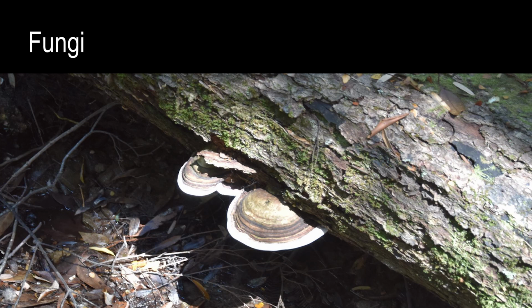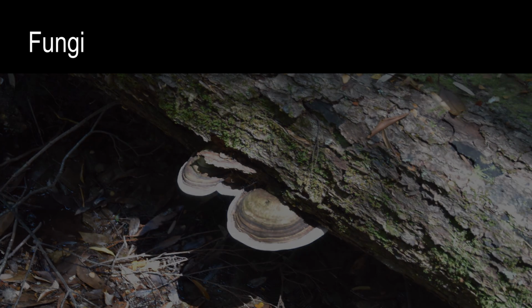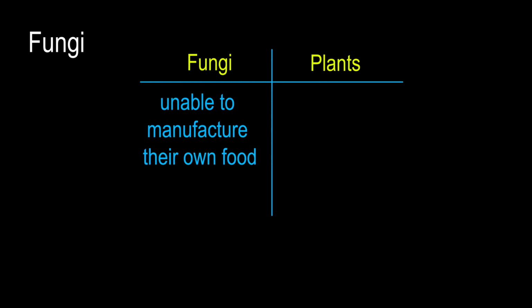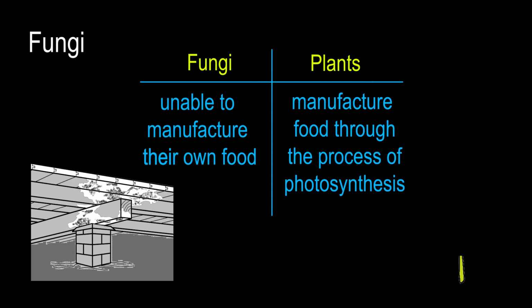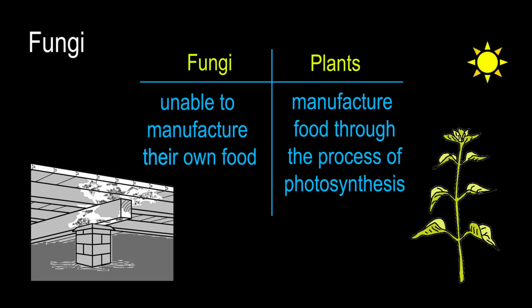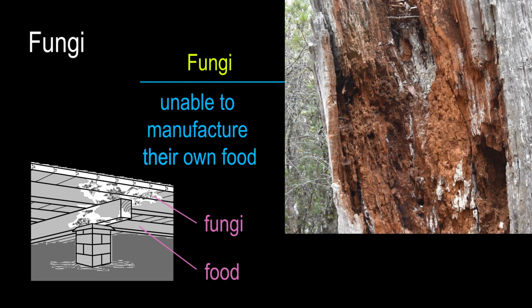Fungi are not plants. One of the main differences between them is that fungi are unable to manufacture their own food supplies, whereas plants can do this through the process of photosynthesis. This means that fungi need to go looking for an external source of food in order to survive. For particular species of fungi, their food source is wood tissue.